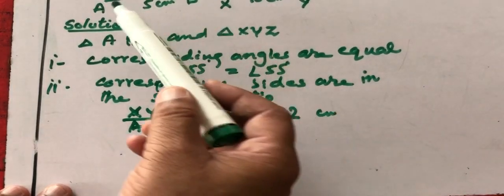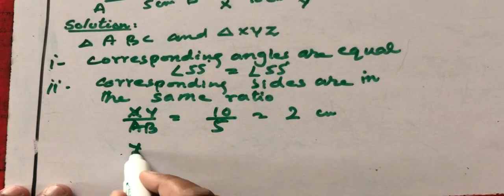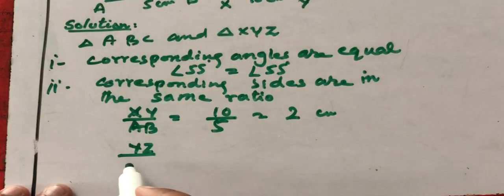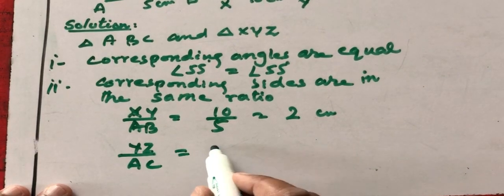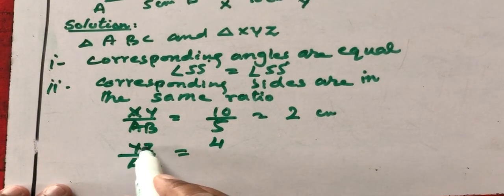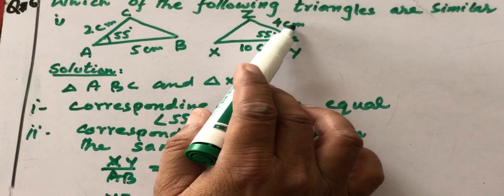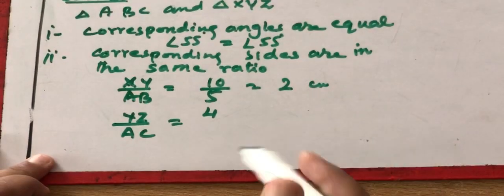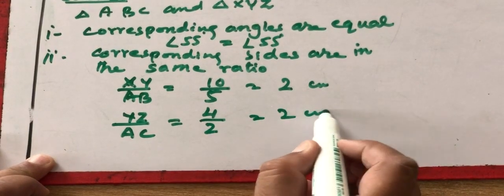If we take the second corresponding sides, YZ and AC, and take the ratio between these two sides, the side YZ is equal to 4 centimeters and AC is equal to 2 centimeters. So if we take the ratio between these two sides, we will have 2.